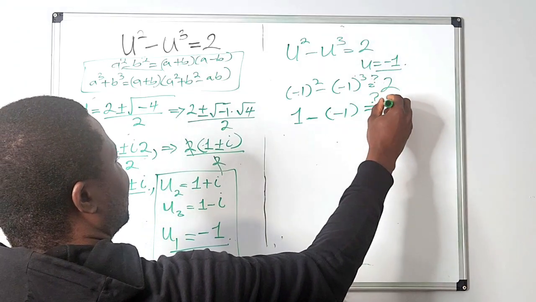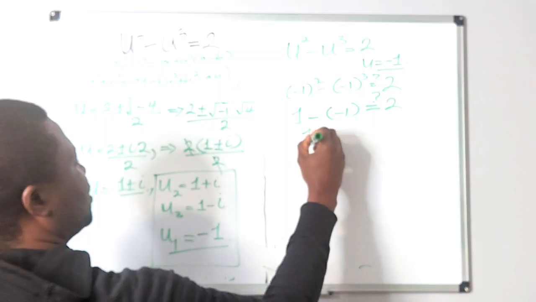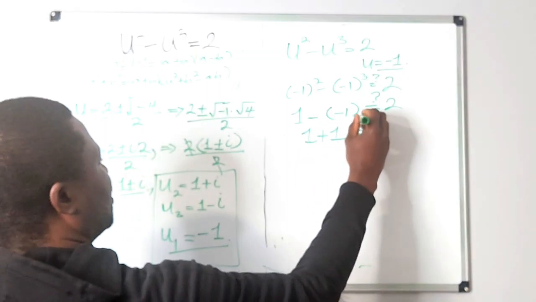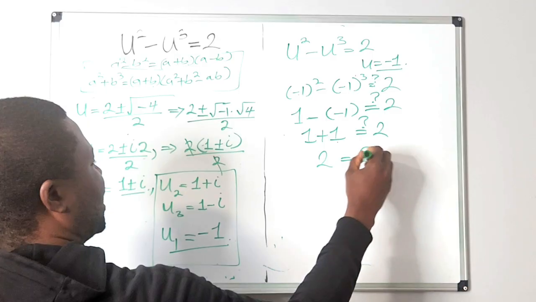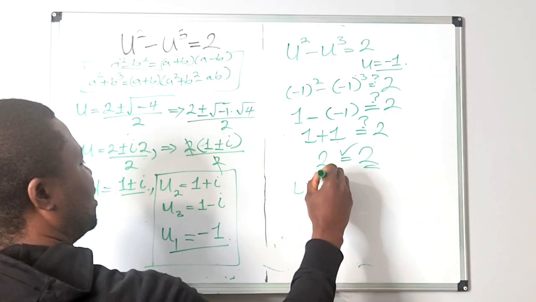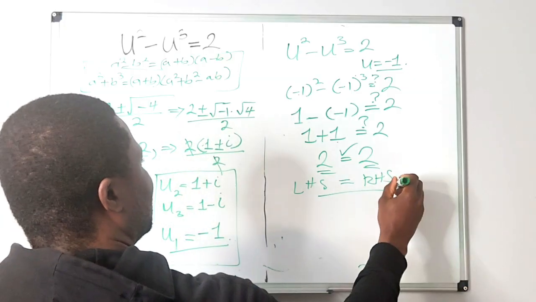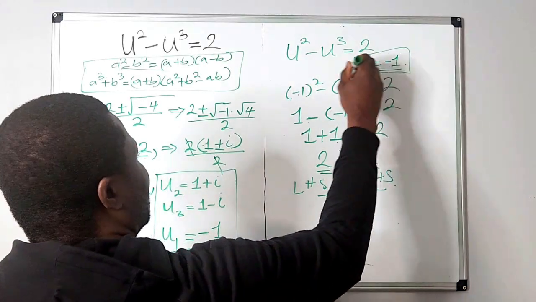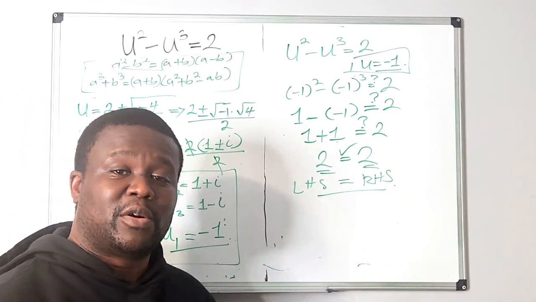And we're trying to find out if that's equal to 2. Minus times minus will give us plus. So 1 plus 1 is 2. And that's equal to 2. So we can see that the left-hand side is equal to the right-hand side. Therefore, these values of u are correct.